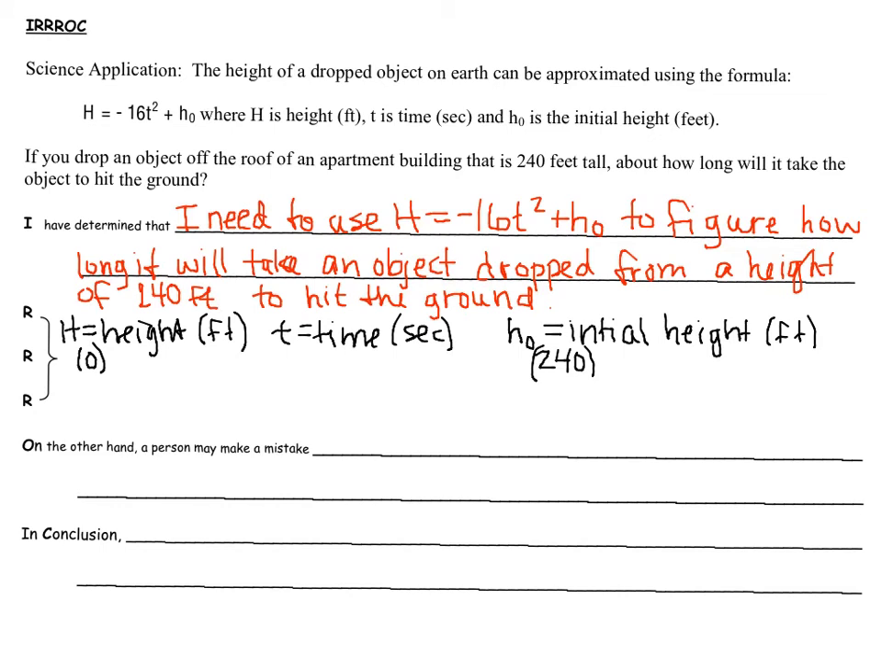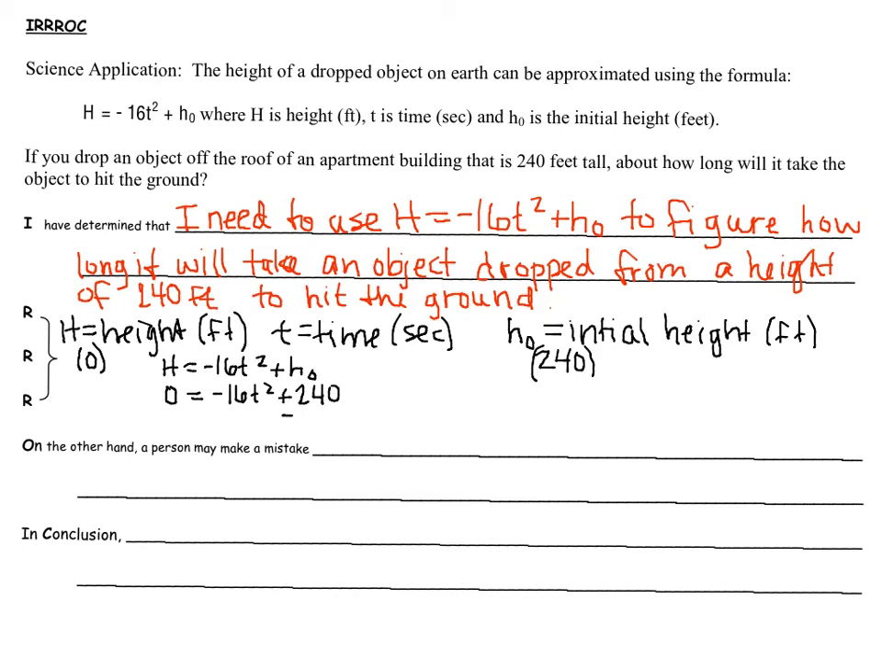So I'm going to plug these into my equation. My equation they give me is h equals negative 16t squared plus h sub 0. And I'm trying to find the t, so I know my capital H is 0, equals negative 16t squared plus my h sub 0 is 240. So I've got an equation. It's got a t squared in that, so I know I need to solve for t squared. I did the first r, I defined my variables. Now I'm working on the second r, and that's showing my work.